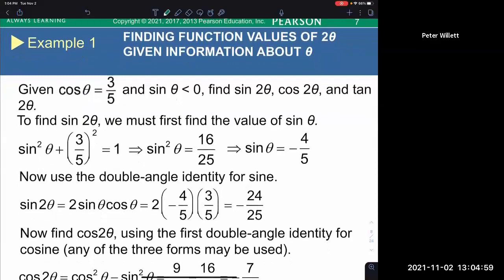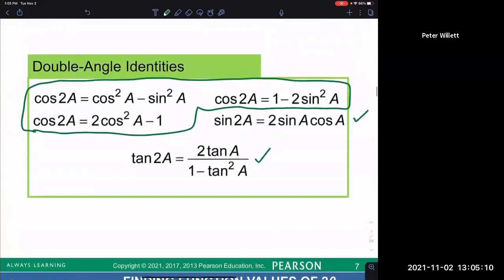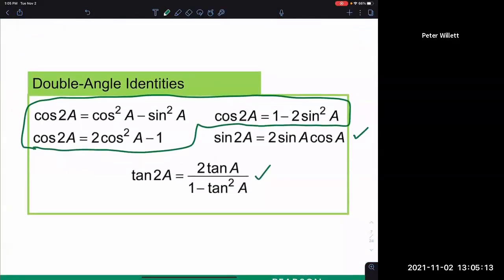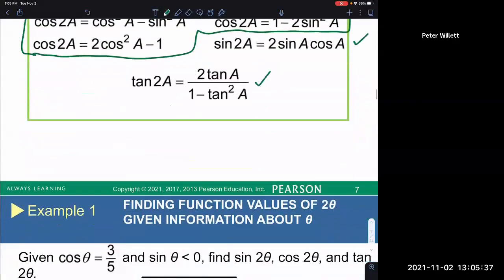So in this case, they say finding function values of 2 theta given information about theta. So if we knew, like looking at the cases above, if we knew cosine of A or sine of A, well, then we can now say, using these formulas, we can figure out cosine or sine of twice A. So if you know 30 degrees, you can use it to figure out 60. If you know 45, you can use it to figure out 90. If you know 15, you can figure out 30 with it or whatever. We can use one angle's information to find the value of twice that angle.